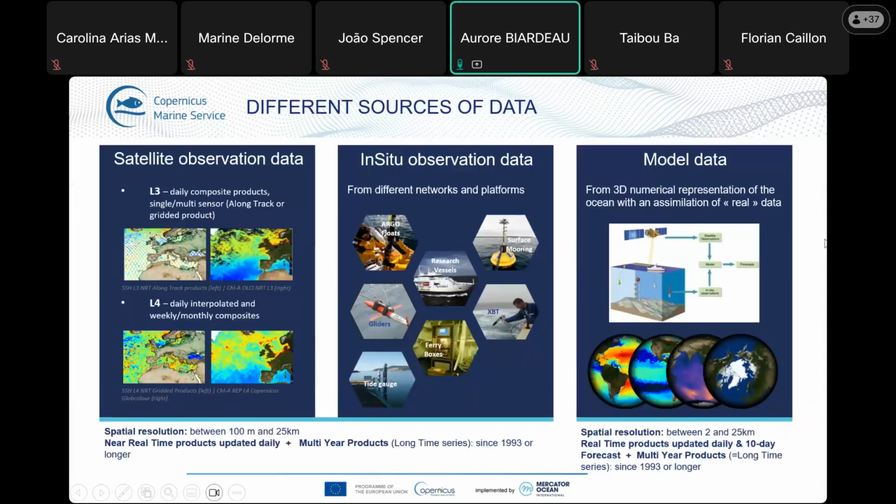Then about the sources, as I said, we provide satellite observation data as well as in situ observation data that can come from different instruments. So we gather data from different satellite missions, from different networks and in situ platforms, such as Argo floats or gliders or other platforms, but also model data from 3D numerical representation of the ocean with different spatial resolution and different time ranges.